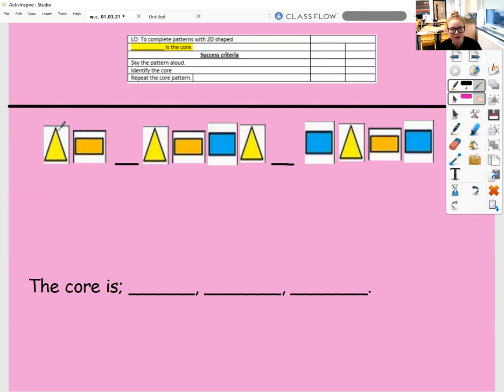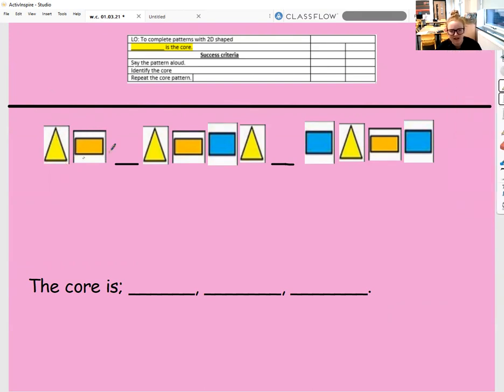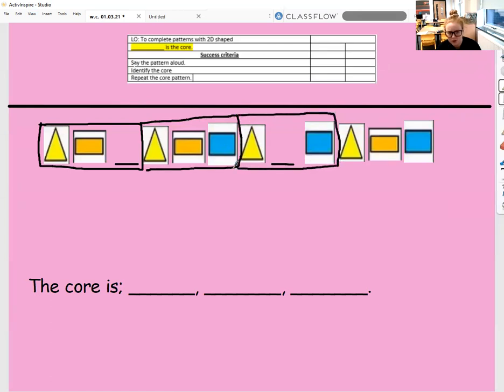Fantastic, okay, let's have a look at it. So here I've got a triangle, a rectangle, and then a space, and then a triangle, a rectangle, a square. A triangle, a space, a square, a triangle, a rectangle, a square. Well, I can see that my core is made up of 3 shapes. So 3 shapes make my core. So there's a space here, but I know that is my core. Here is my core. And here is my core, and here. And I can see that I've got 2 complete cores, and it goes triangle, rectangle, square.